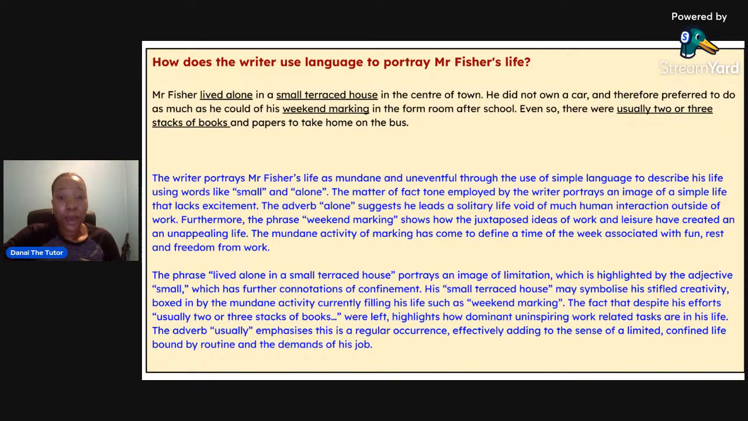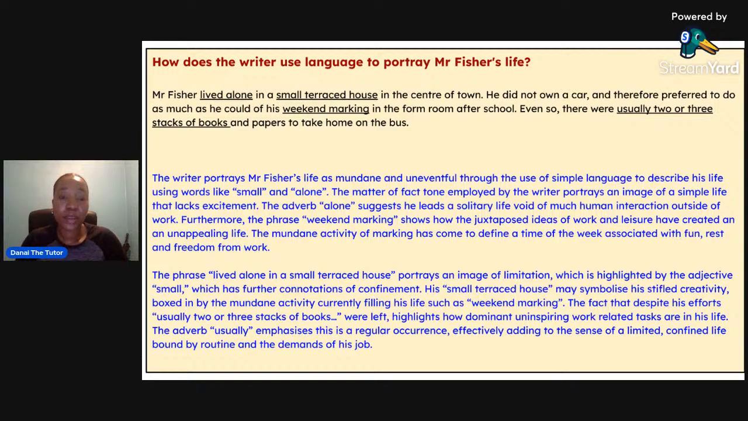Now my example paragraph reads: The writer portrays Mr. Fisher's life as mundane and uneventful through the use of simple language to describe his life, using words like small and alone. The matter-of-fact tone employed by the writer portrays an image of a simple life that lacks excitement. The adverb alone suggests he leads a solitary life void of much human interaction outside of work.